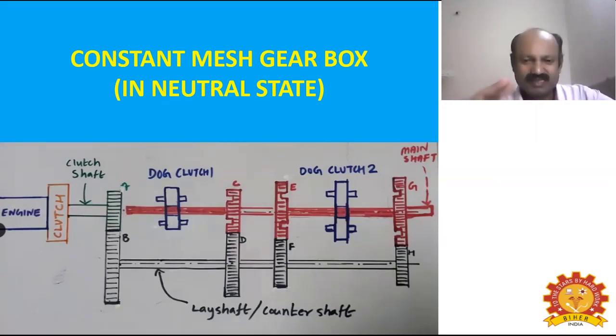Since they are simply rolling over the main shaft, they cannot make the main shaft rotate, because they are fixed over bearings on the main shaft. To transmit power to the main shaft, the particular gear has to be connected to the dog clutch, because the dog clutch has internal splines, and that is what rotates the main shaft. This is the basic difference.